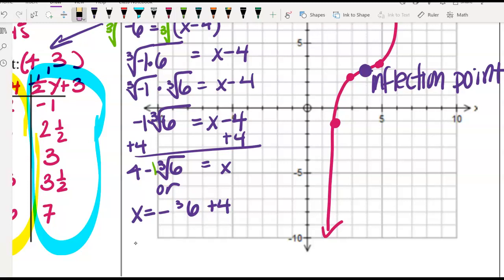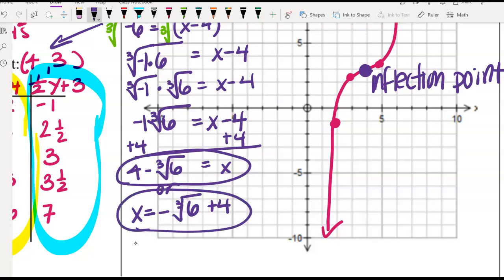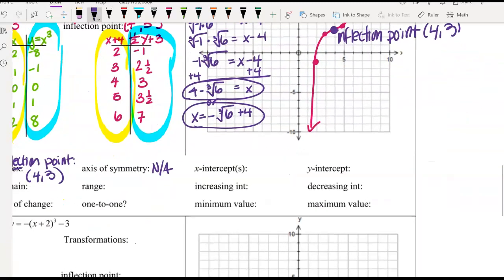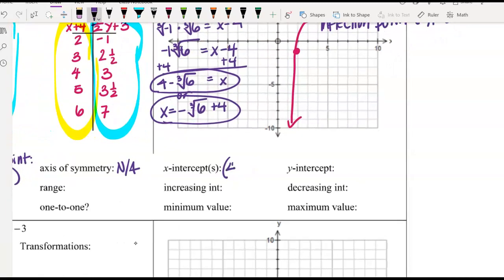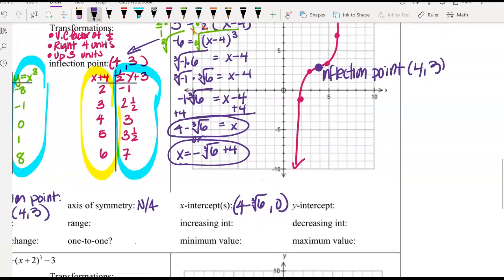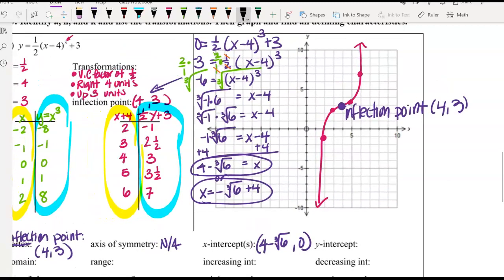So we have one x-intercept. I'm sorry, I'm erasing the 1. So we have one x-intercept. It is at 4 minus cube root of 6, or negative cube root of 6 plus 4. Let's write it as an ordered pair. So 4 minus cube root of 6, 0. Y-intercept, it looks like we're going to have 1, but it's going to be so low that we can't really tell. So we have to solve it algebraically.